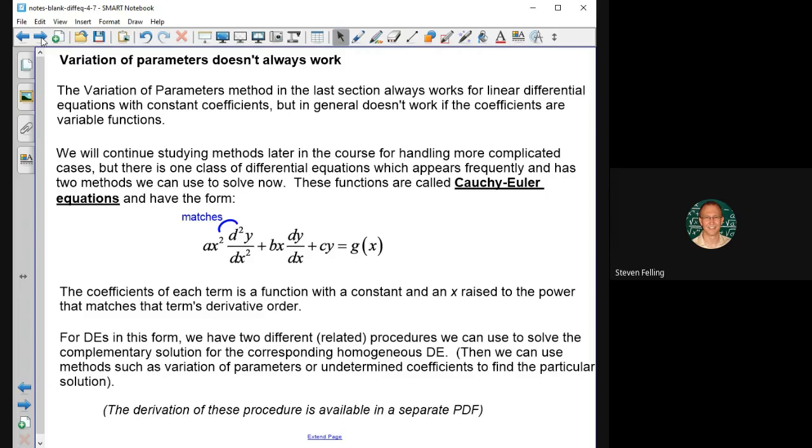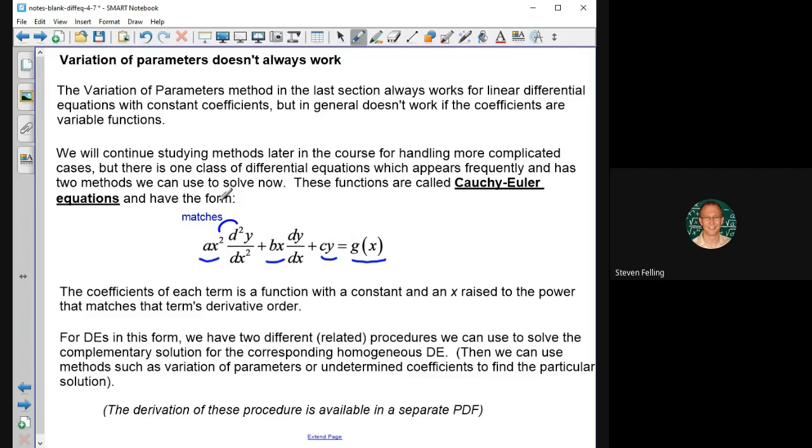So we have this other method that will work with a subset of cases that don't work for variation of parameters. And this works for a class of differential equations which are known as Cauchy-Euler equations. A Cauchy-Euler equation is one where you have coefficients on the left-hand side and a function on the right. These coefficients are either constants or functions of the independent variable, x in this case, right?